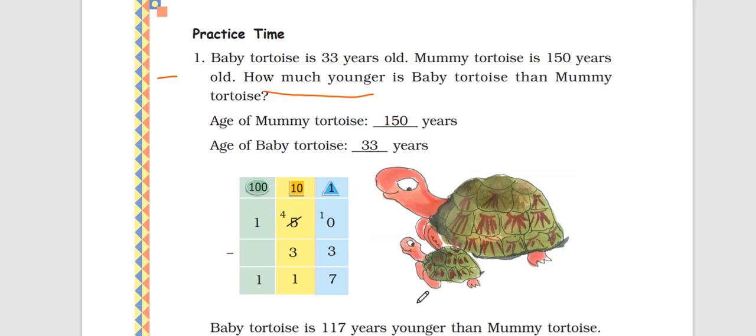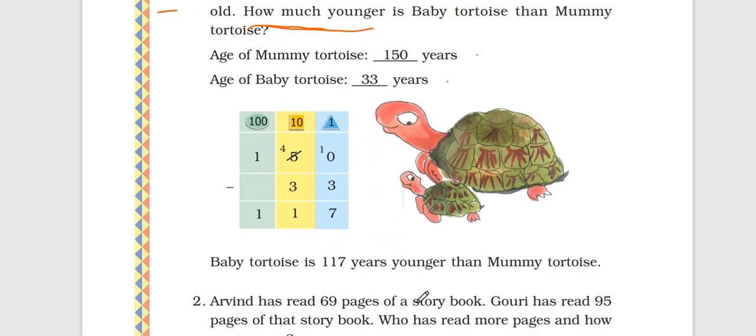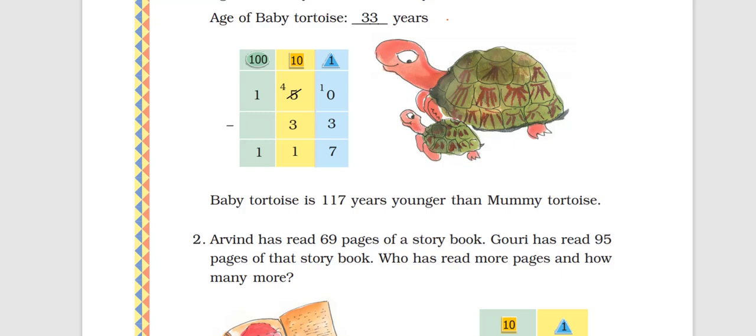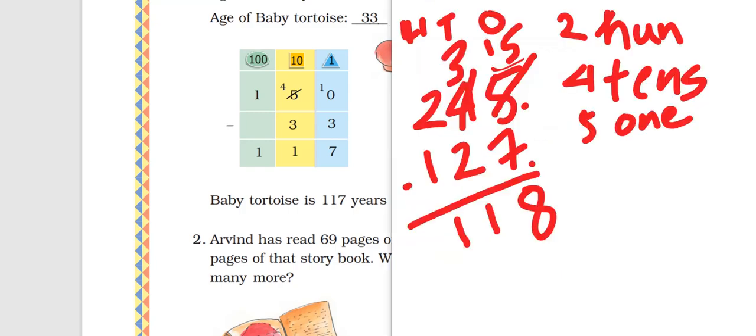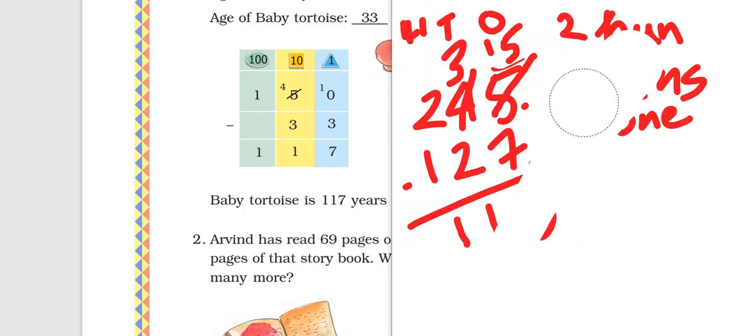So we have mommy's tortoise as 150, baby's age is 33. So like we said, how much younger, that's the key word here. So we will be subtracting. So 150 minus 33, and how much will we get? 117. Let's try to solve that also.